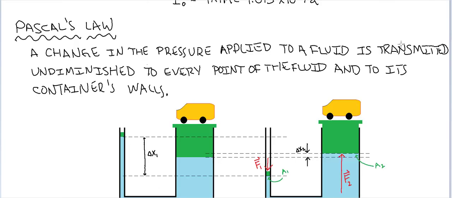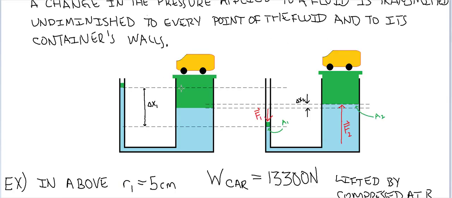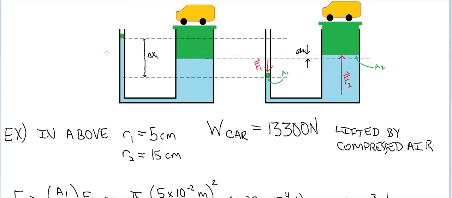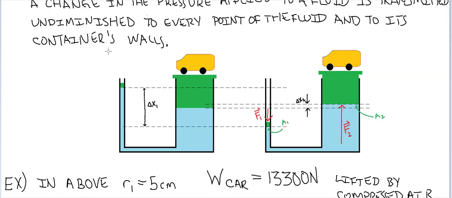Okay, so here is an example using Pascal's law. It's a hydraulic lift, which is something that you see in a lot of garages. The way that this works is you're going to use some compressed gas to push down on the piston on this side, and there is some pressure medium in here.